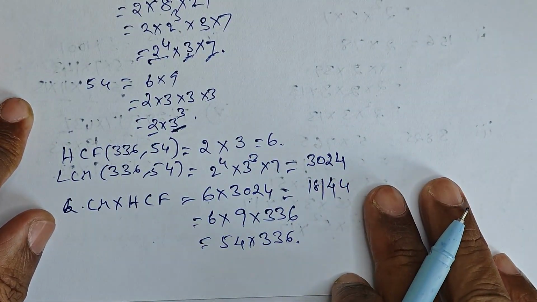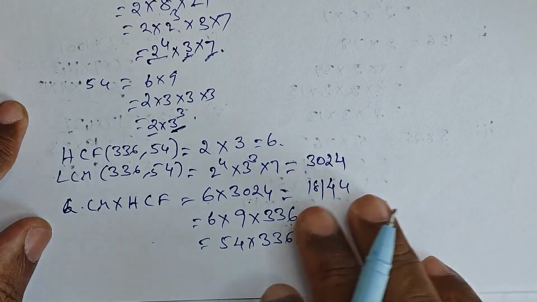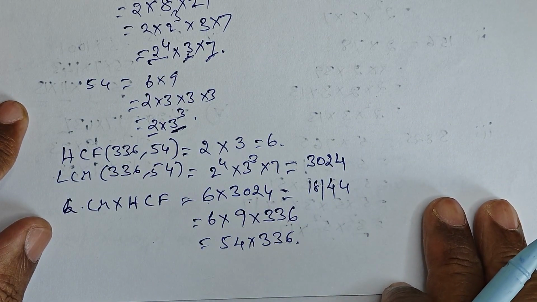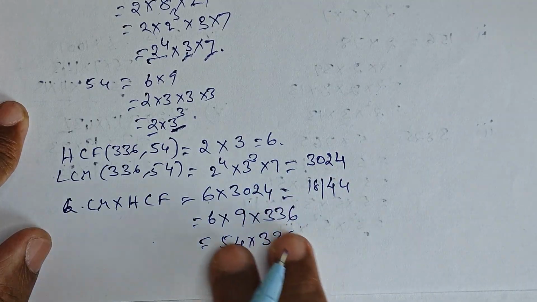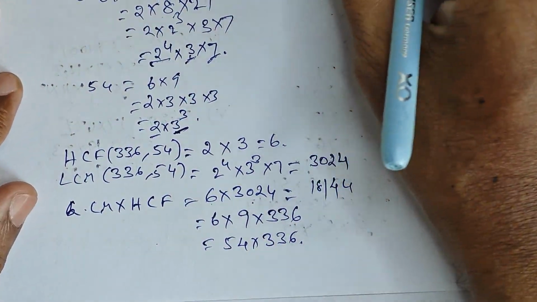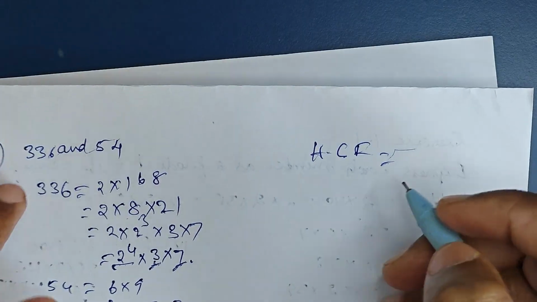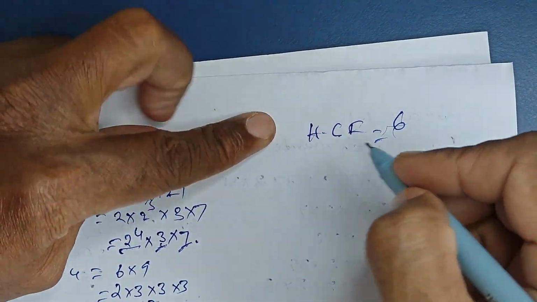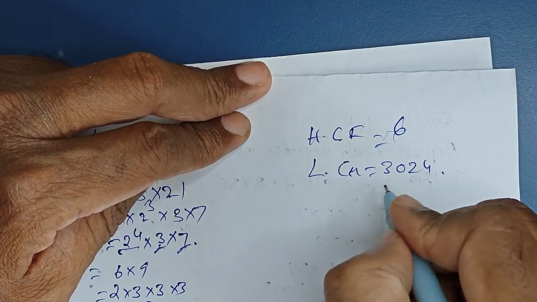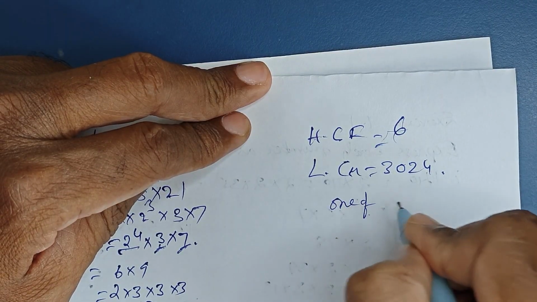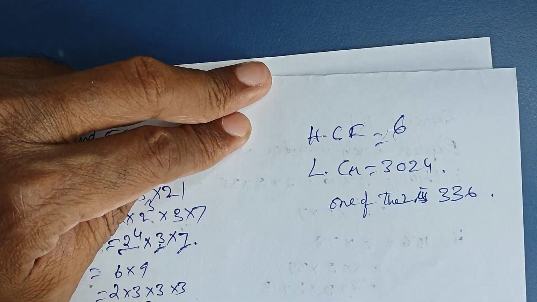The questions will not be like this. Usually they will give you the LCM and HCF of two numbers like this. Let us assume the same case. They have given you HCF is equal to 6, and LCM is equal to 3024. If one of the two numbers is 336, then what is the other number?